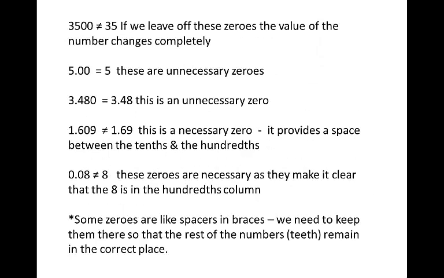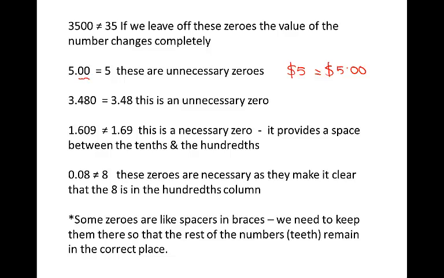Let's look at some other examples. 3,500, we can't just leave off those zeros and say it's the same as 35. So clearly those zeros are very important. They would be what we call necessary zeros. The next one, 5.00, these zeros here are unnecessary zeros. You might like to think about the idea of $5 as being written like that, or 5.00. They both mean the same thing. We can leave the zeros off and we do not change the value of that amount.